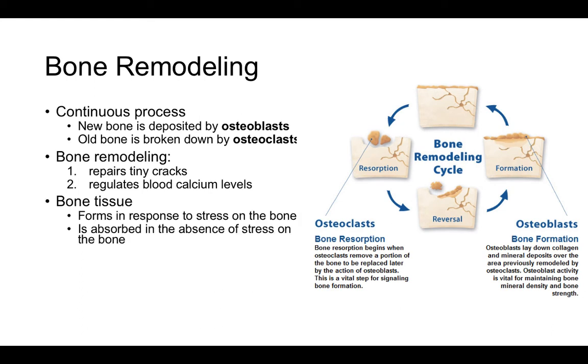And blood calcium levels are incredibly important for every single muscle in your body because they work on a release of calcium in order to get the muscle to contract. The bones, as we talked about, are the biggest repository for calcium in the body. Bone tissue will also form in response to stress on the bone.